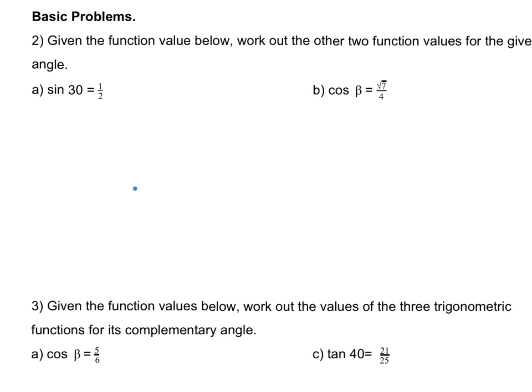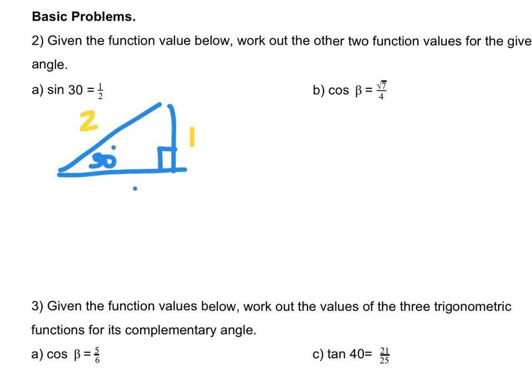So let's think of it like this. If you have a right triangle, and we'll say that this angle in here is 30 degrees. Okay, the sine is the opposite over the hypotenuse. So that means that the opposite, which is over here, must be 1, and the hypotenuse is 2.